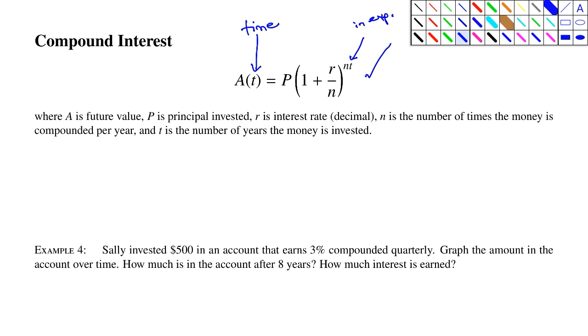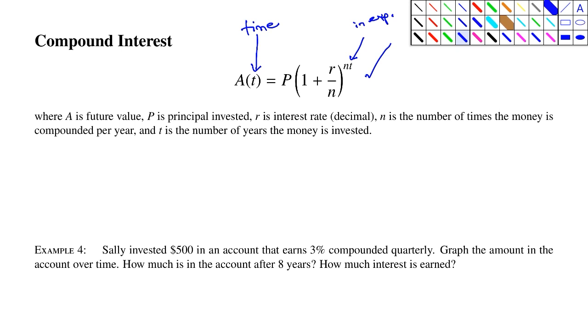And so use the power of compounding to your advantage, especially when it comes to retirement accounts going through time. Now, what do all these variables stand for? Well, A is the future amount. P is the principal invested. That's the amount that you put into the account when you opened it.